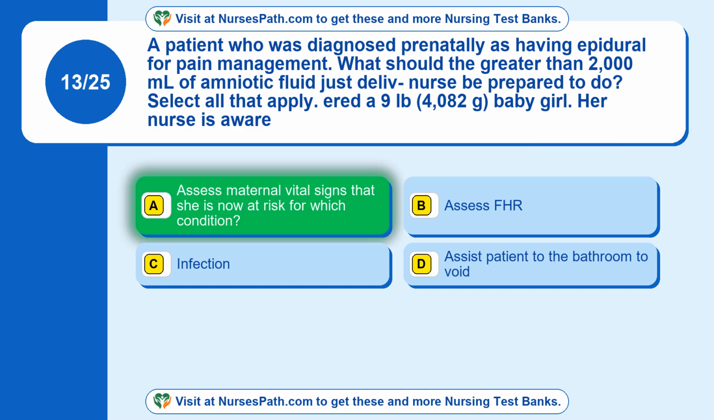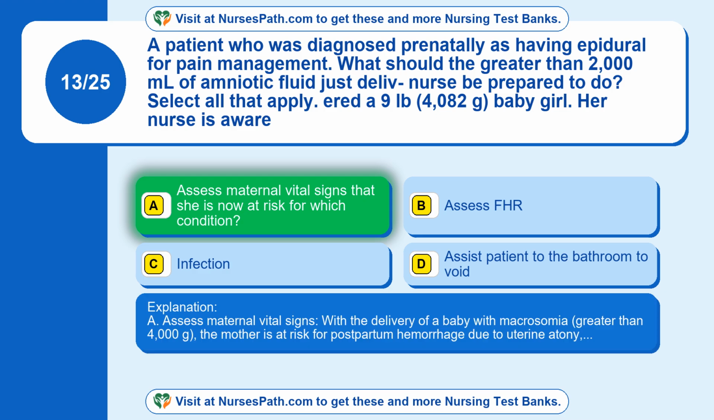Assess maternal vital signs. With the delivery of a baby with macrosomia, greater than 4000 g, the mother is at risk for postpartum hemorrhage due to uterine atony.